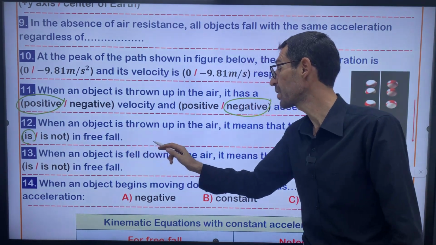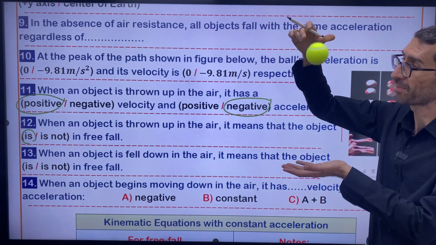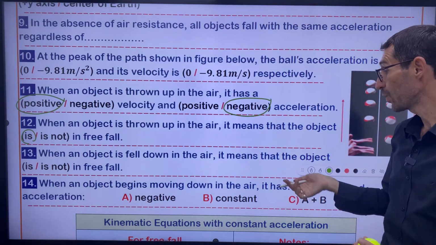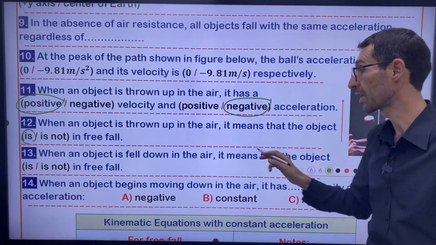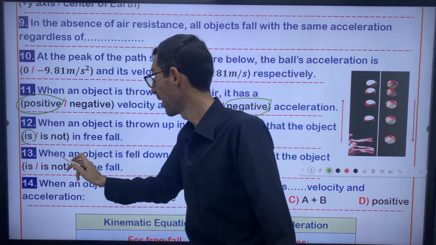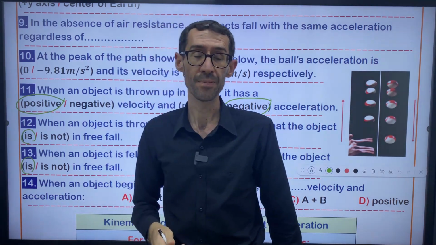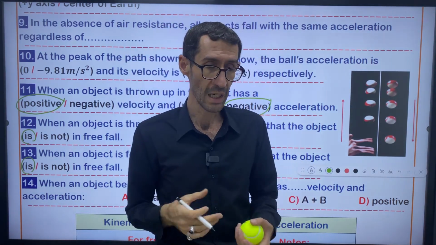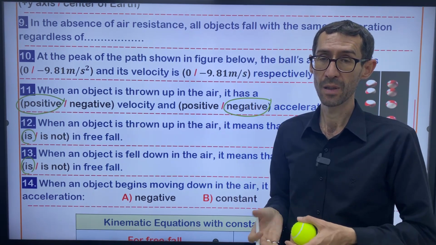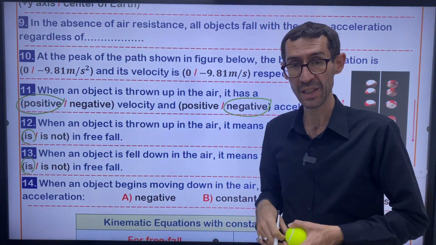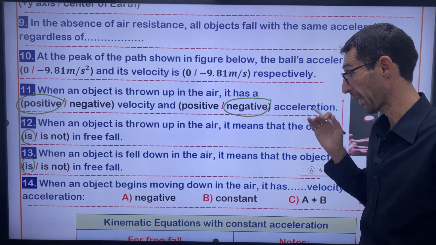Number 13: When an object falls down in the air, it means that the object is or is not in free fall. The object is in free fall as well, because free fall, I told you, is of two types: throwing up and falling down vertically over the surface of any planet.